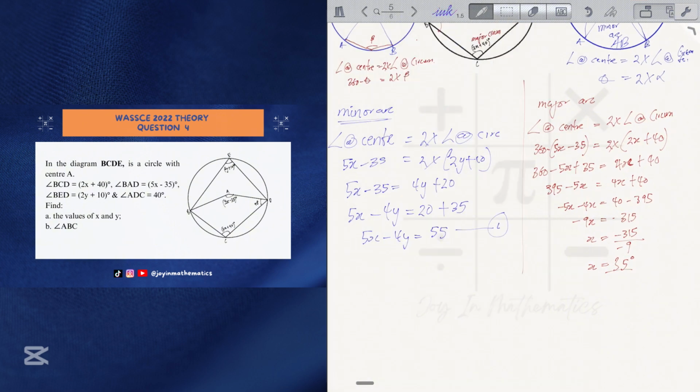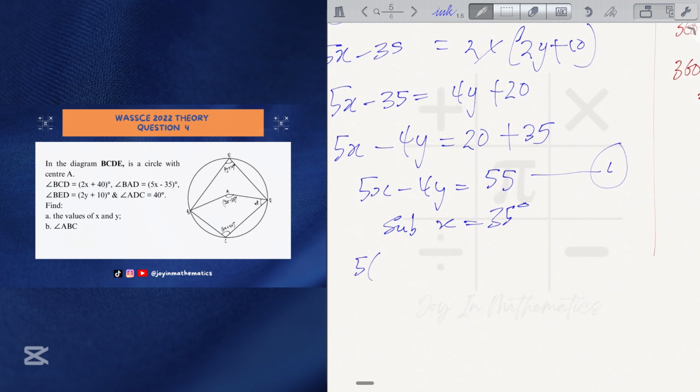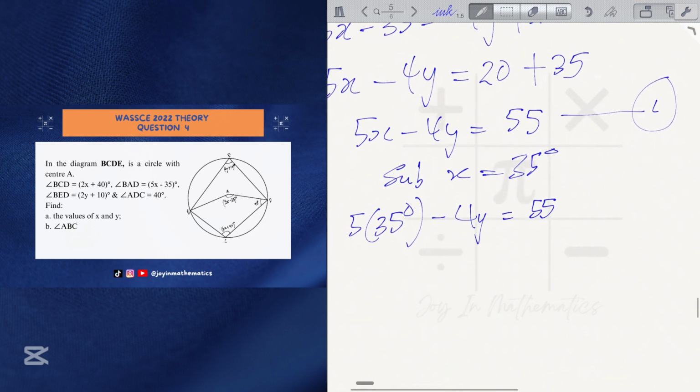So we'll come to the minor arc section, and then we'll just substitute x to be equal to 35 degrees. So wherever we see x, we put 35 degrees. 5 multiplied by 35 minus 4y is equal to 55. So 5 multiplied by 35 is 175 minus 4y is equal to 55.